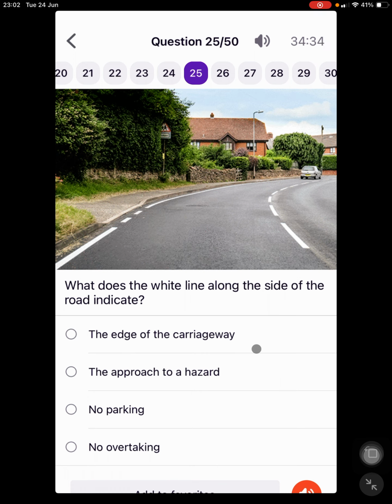What does the white line along the side of the road indicate? The edge of the carriageway. The approach to a hazard. No parking. No overtaking. What does the white line along the side of the road indicate? Side. Remember, guys, it's saying side, okay? So when they're saying side, they're talking about this line, okay? Side. This is the middle. This is the hazard line, okay? This is the middle, that's a hazard line. But they're talking about the side of the road. This is the edge of the carriageway.